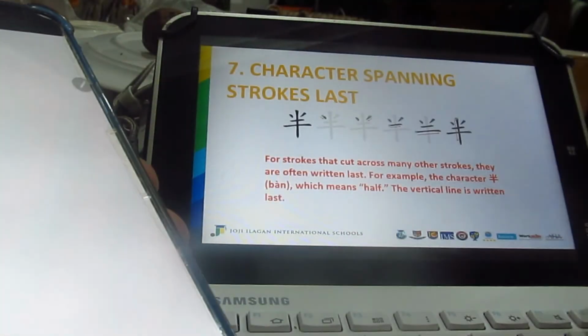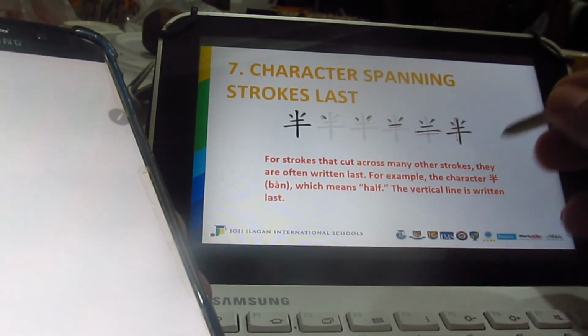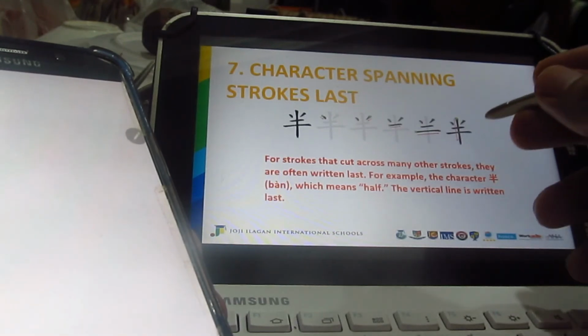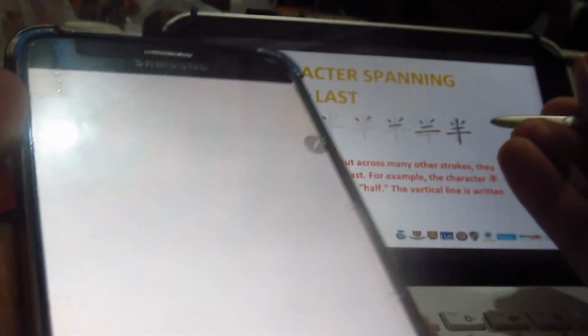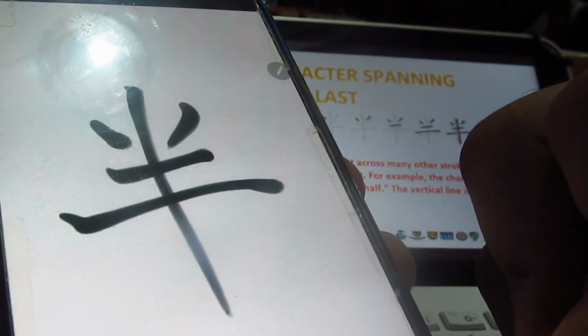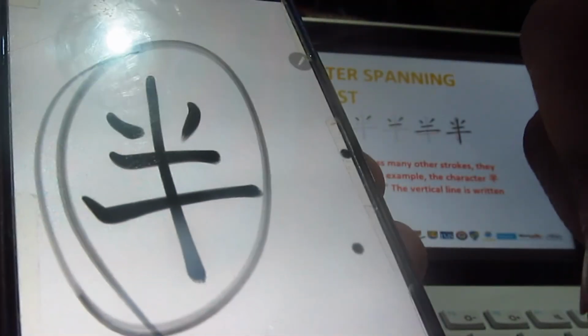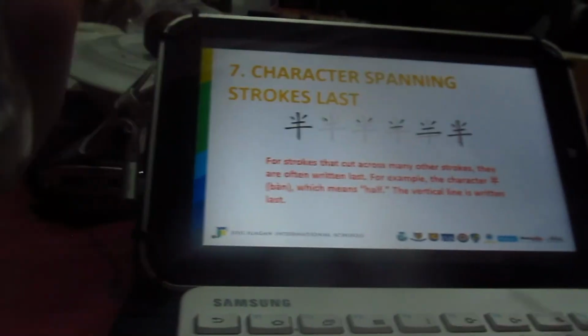Okay, I think this is the last rule. Character spanning strokes last. So for example, the word ban, which means half, the vertical stroke comes last. So let's practice this one. 1, then 2, 3, 4, and then 5. Ban, which means half. Again, 1, 2, 3, 4, and 5. Okay, I hope you got that.